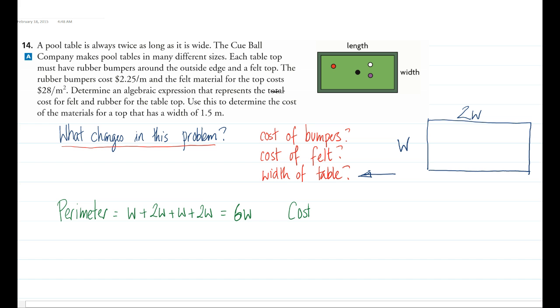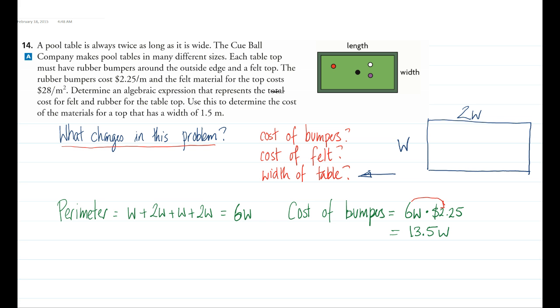So the cost of bumpers, which go around the perimeter, is going to be equal to the perimeter multiplied by the cost per meter, which is $2.25. And because we have a 6 here, we can multiply it by the 2.25. 6 times 2.25 is 13.5, so we can write it as 13.5W. So that's for the bumpers.